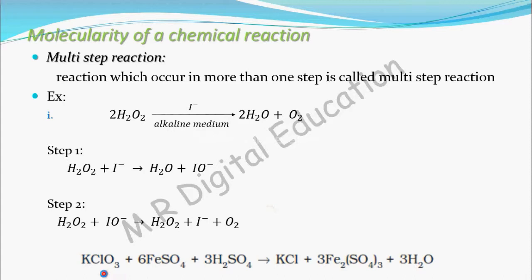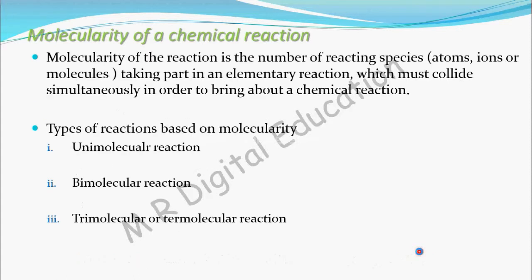Here is another example: KClO3 plus 6FeSO4 plus 3H2SO4 gives KCl plus 3Fe2(SO4)3 plus 3H2O. This reaction occurs in several steps. So reactions which occur in more than one step are called multi-step reactions. Now I think you understand what a single step reaction and what a multi-step reaction is. Now see the definition.